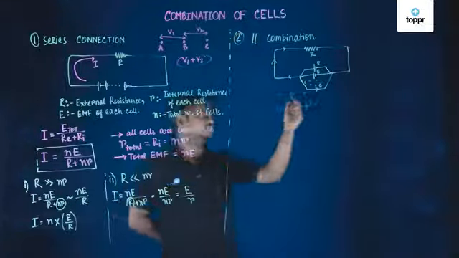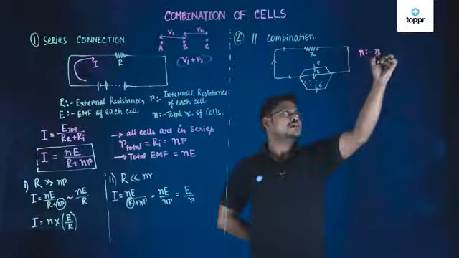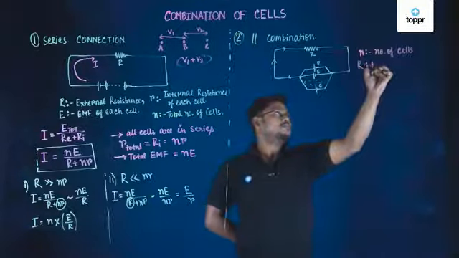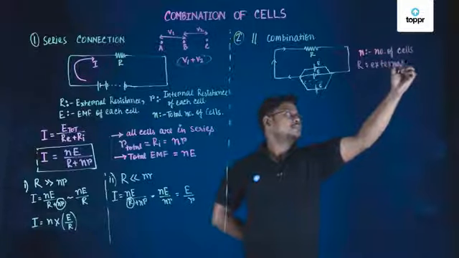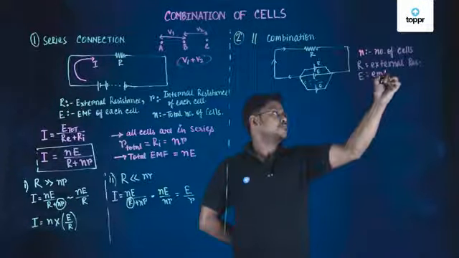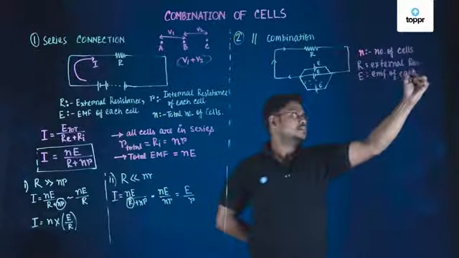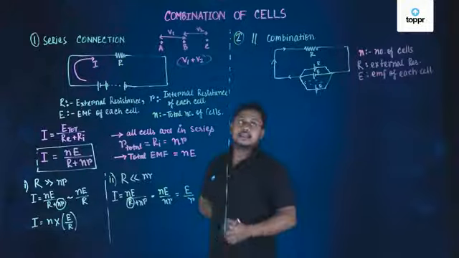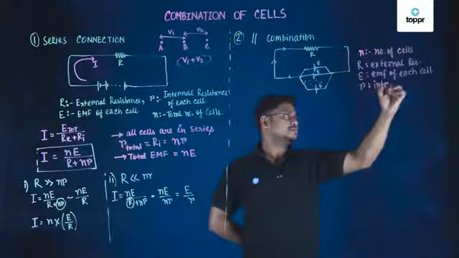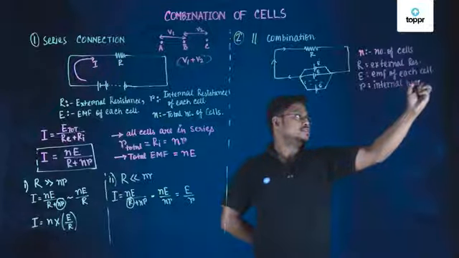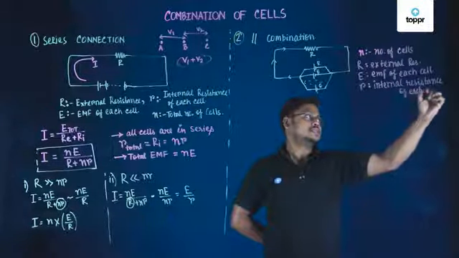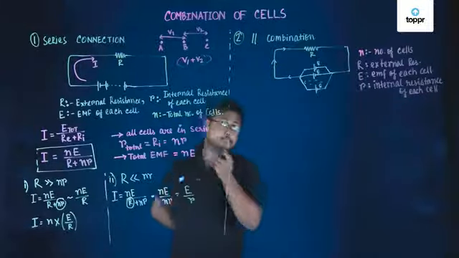So again we can write, in this particular case, N is the number of cells, capital R is the external resistance, capital E is the EMF of each cell, and small r is the internal resistance of each cell.